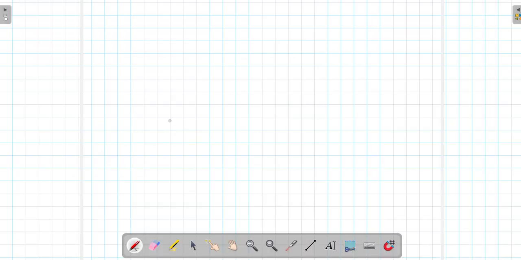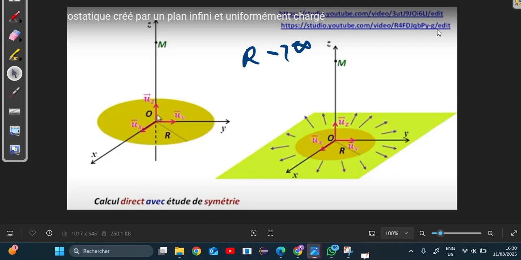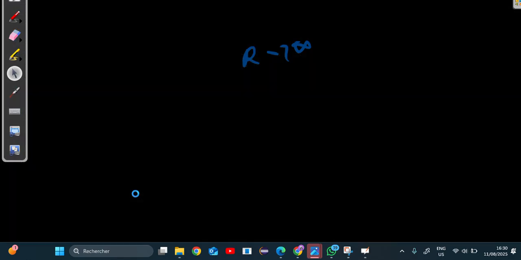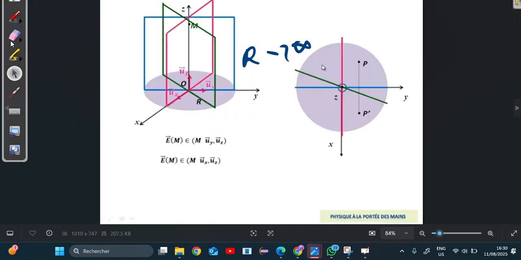Okay, so if we have a plan fini, let's go back to the concept of symmetry. There's what we call principe de Curie. It's not important, but what it says is that it helps us determine the direction, which components and which directions the champ électrostatique would depend on. For example, you can use principe de Curie. This is where we use symmetry.